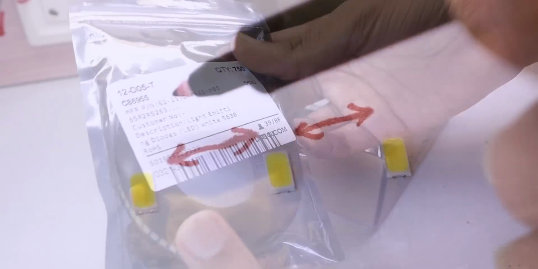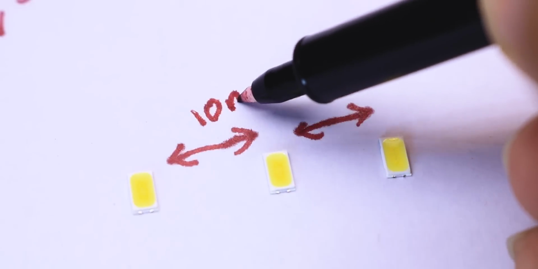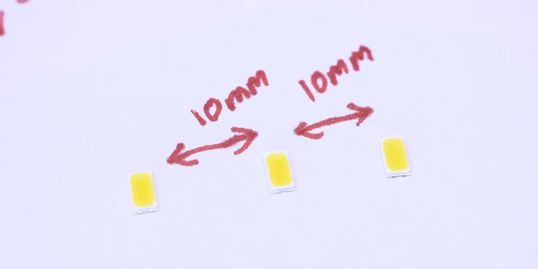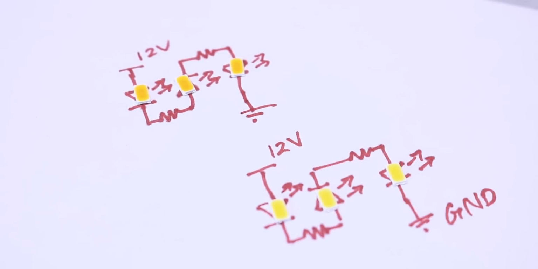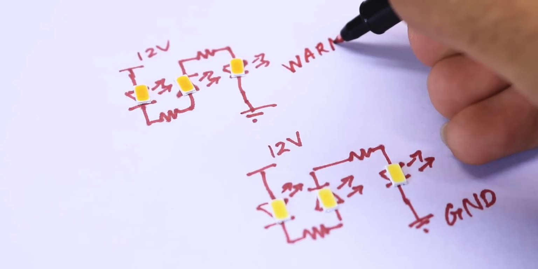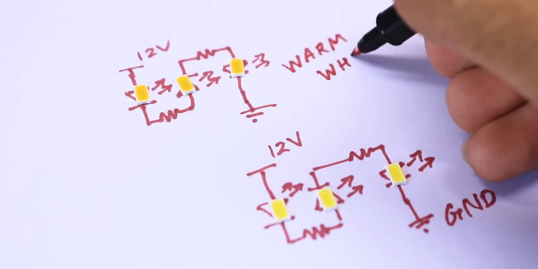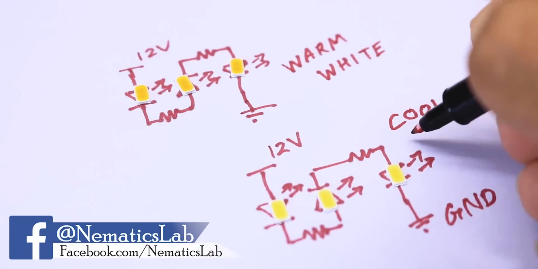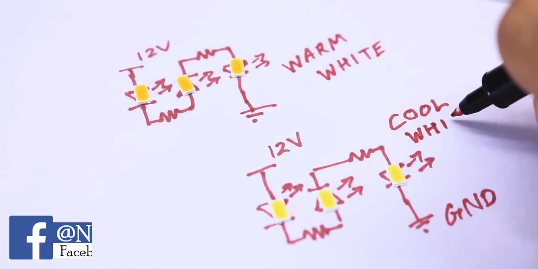Once I had the LEDs, I measured their dimensions and decided to have a spacing of 10mm between each LED. Also, 3 LEDs will be connected in series with a current limiting resistor of 270 ohms. And finally, each panel will have 2 different sets of LEDs, one with a warm white color and the other with a cool white color.